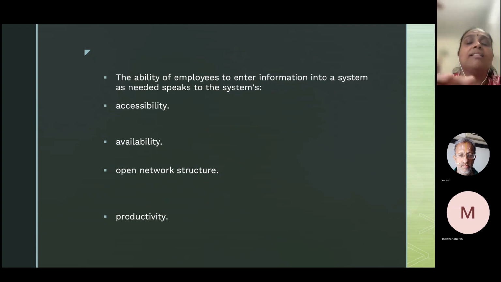Now, if you see here, the ability of the employees to enter information into a system as needed. Now, as needed is the keyword. It speaks of the system's what? When we say enter information, your open network structure is not going to be a concern. Productivity is not a concern either, even productivity is negated. So we have only accessibility and availability. What could be the answer?